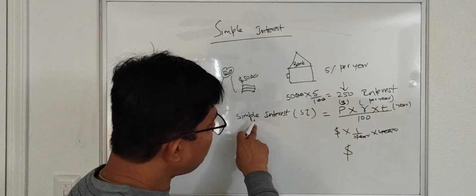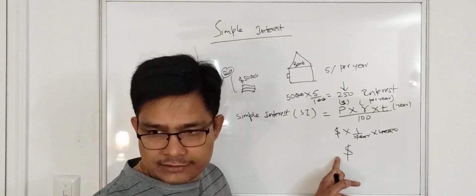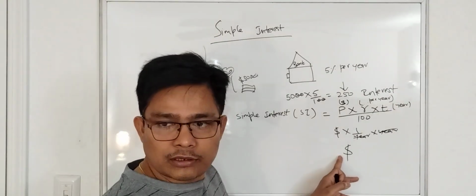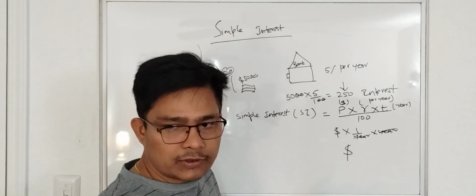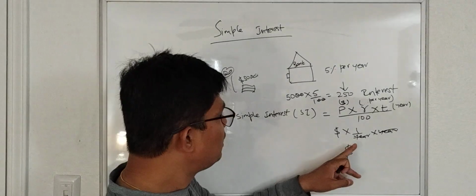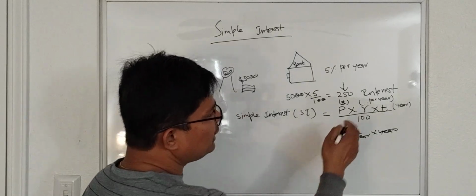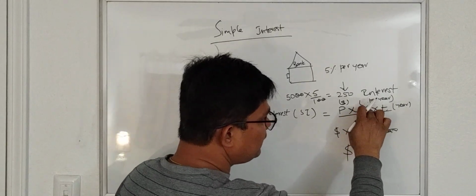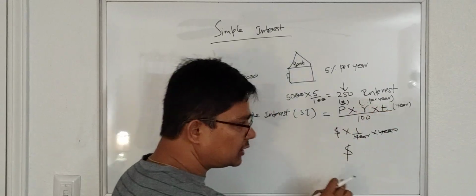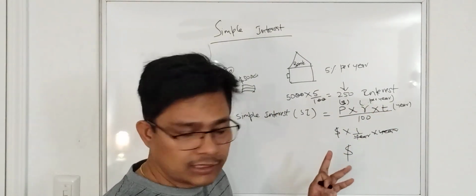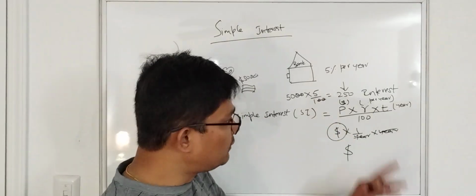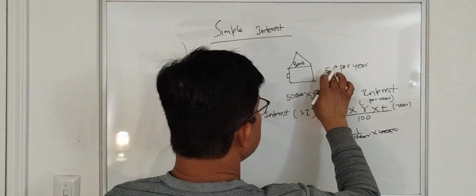So the unit of simple interest will be in any currency. Here I am using dollar. It can be rupees, yuan, euro or pound, whatever currency is given in the question. You have to make sure that if it is per year, it has to be years. If it is per month, it has to be months, so that you can cancel out those two units. At the end, you should be left with the currency. Okay? That's why.